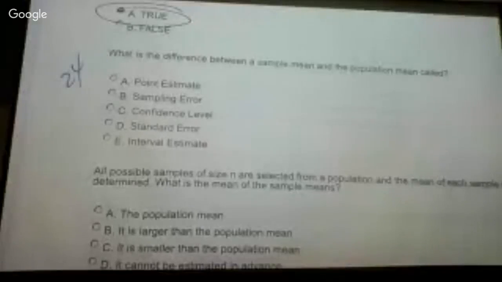24. The difference between sample mean and population mean is called Mary Claire. Yeah, it's not called Mary Claire. It's called sampling error. 24 is B.